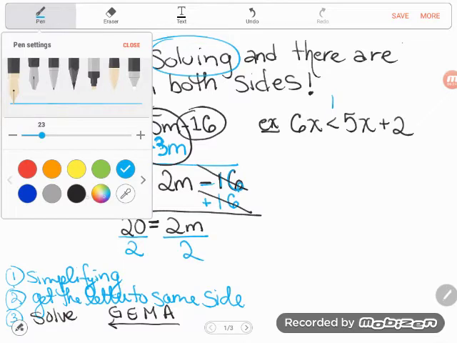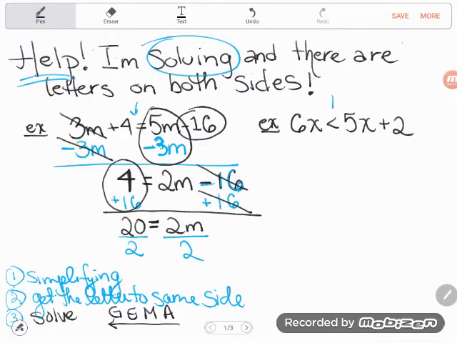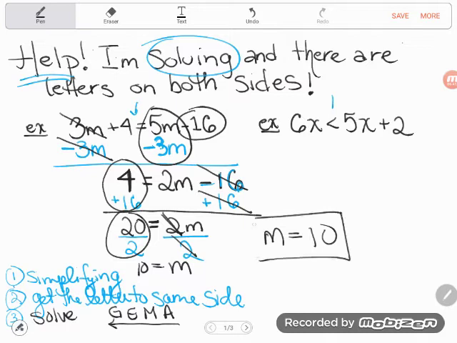And let's see what our new equation is after this change we've made. Well, 20 divided by 2 is 10. And on this side, multiplying by 2 and dividing by 2 cancels, so my m is alone. And so I just figured out that 10 is m. Now I could rewrite that as m is 10, m equals 10. Same difference. Those two things mean the exact same thing. And there we go. We've solved that equation that had the letters on both sides.